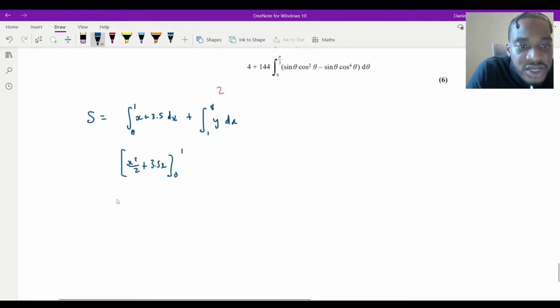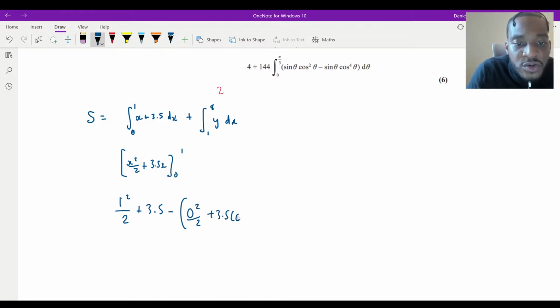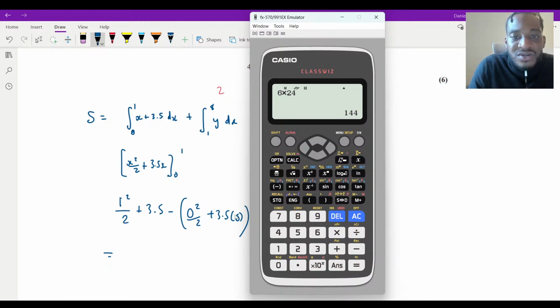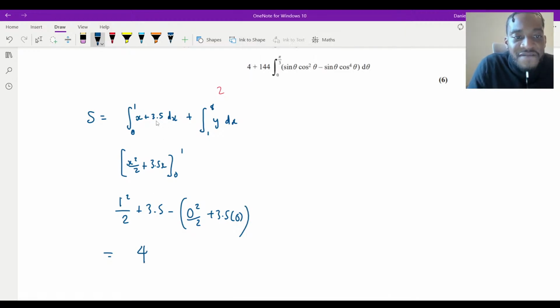Now, if I plug that in, that's just going to be 1 squared over 2 plus 3.5, and then minus, and then that's just going to be 0, isn't it? Because that's 0 squared plus 3.5, and then 0. So it's just going to be whatever that is, and I'll put that in, and that's 4, isn't it? 1 squared over 2 plus 3.5 is 4. So we get that 4 there.